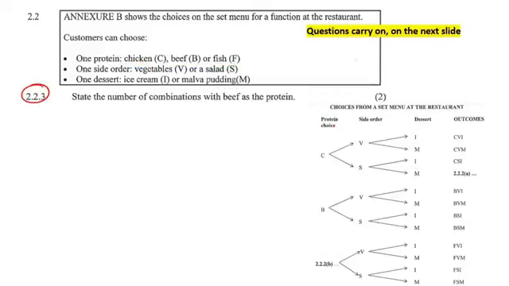This question says, state the number of combinations that use beef. Well, have a look here. This one doesn't use beef. This one doesn't use beef. This one doesn't use beef. This one doesn't use beef. So you would have to look here. They all have a B, and the B is for beef. So how many combinations use that? Well, that's going to be 4 different combinations.